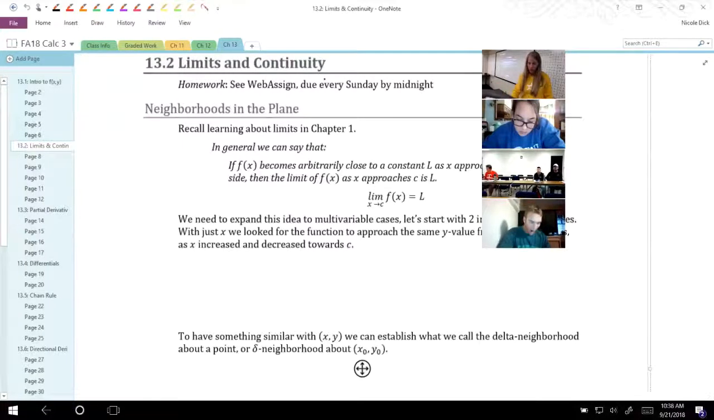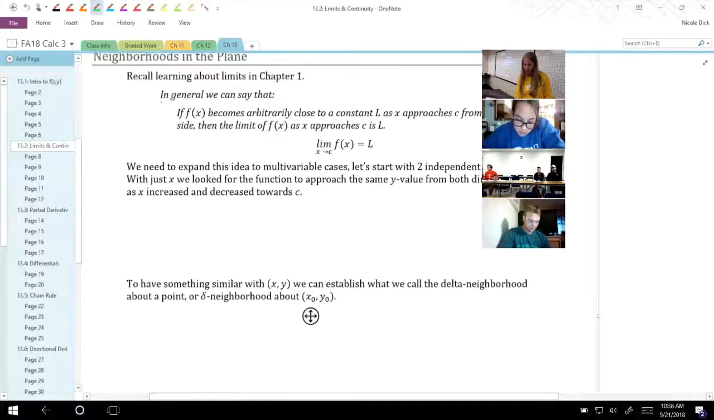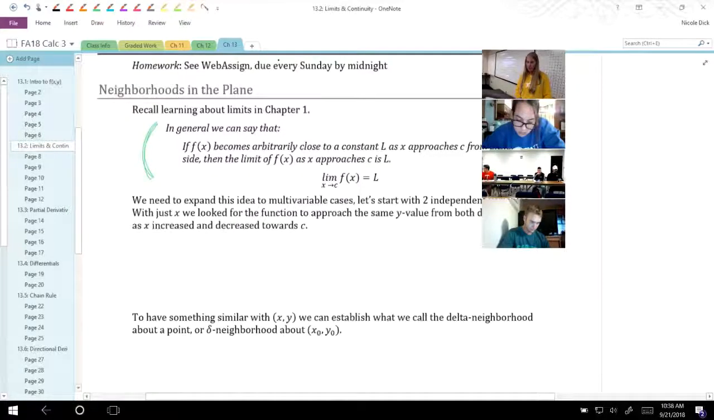This is just taken from the book. In Calc 1, we give this arbitrary definition for what a limit is. We say that as our x values get closer and closer to c, our y values get closer and closer to L. And that's our basic definition. Let me go through and work on some more here.